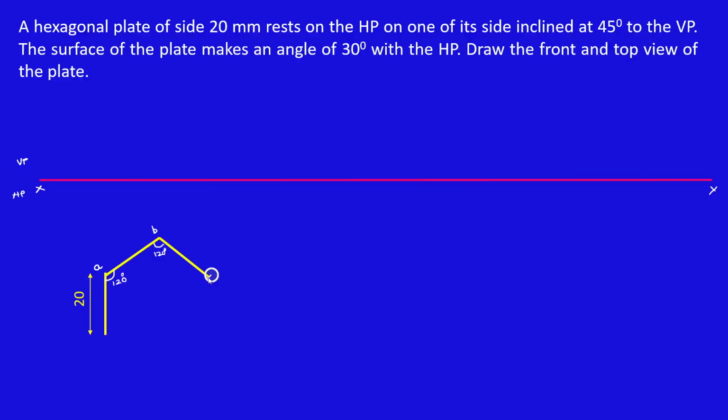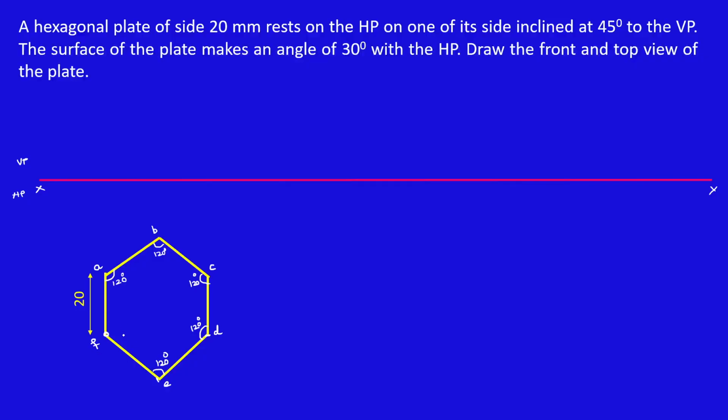Mark 20 on this line. This is point C. Again, draw a 120 degree inclined line with respect to BC, then mark 20 on this line. Again from point D, draw a 120 degree inclined line with respect to CD, then mark 20 on the line. This is point E. Again from point E, draw a 120 degree line with respect to DE. The line will cut the vertical line at this point. So this is point F.